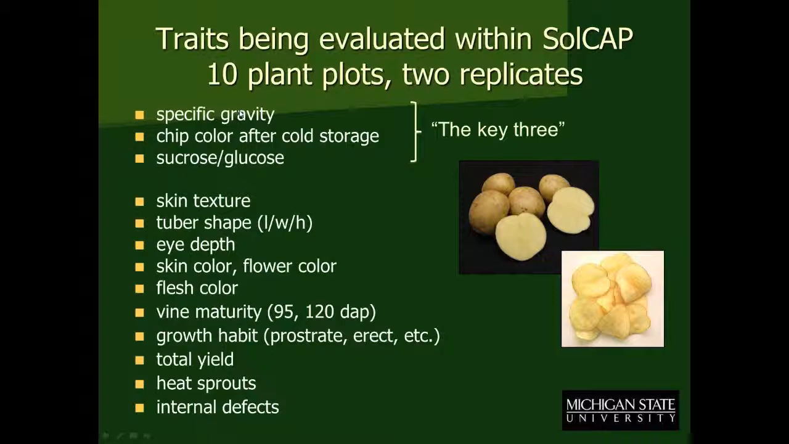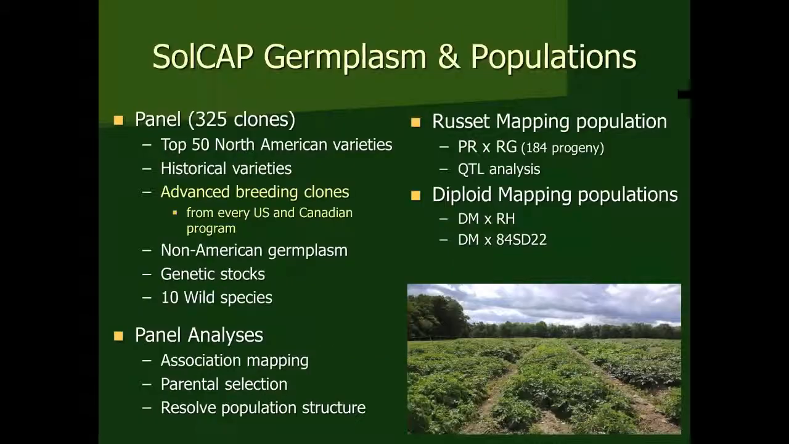collected. For people that are not familiar with potatoes, specific gravity is an estimate of the potato tuber's density, which has a good correlation with the starch content of the potatoes. So a higher starch content is desirable for the processing of French fries and potato chips.